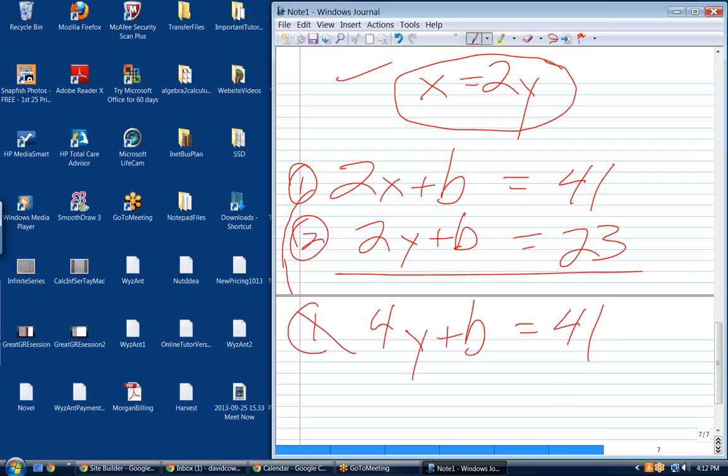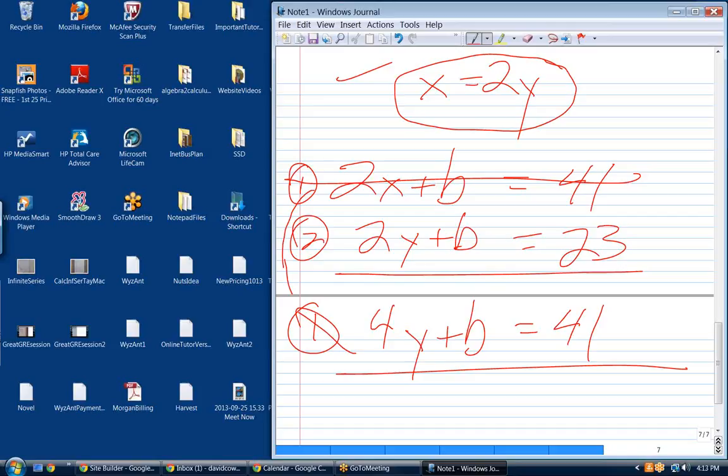Now let's deal with new equation 1 and old equation 2. Let's eliminate the b and solve for y. Could you add them? You can't do that, correct? That doesn't eliminate the b. Well, you can subtract them. That'll work. A lot of people are not comfortable with subtraction.